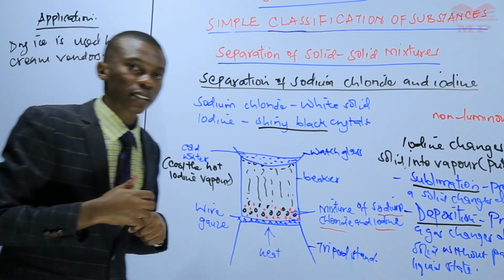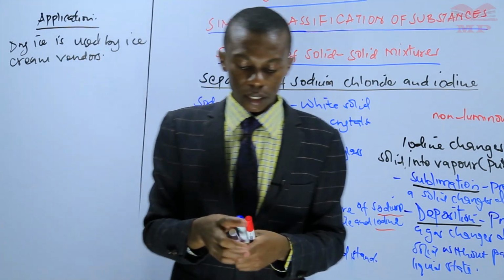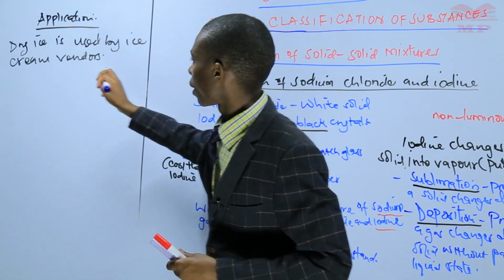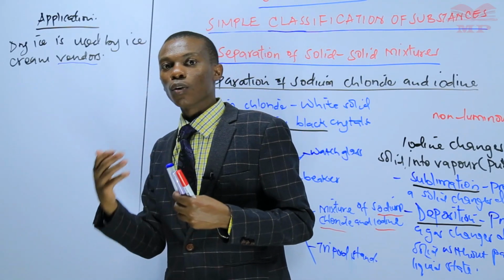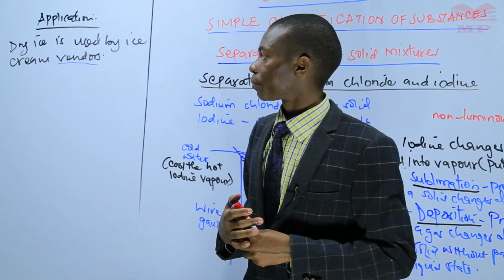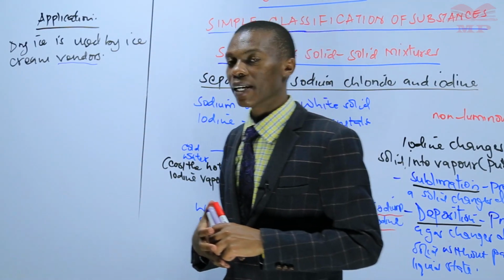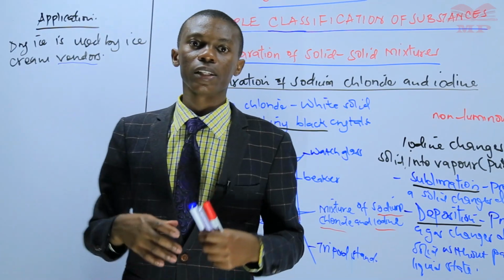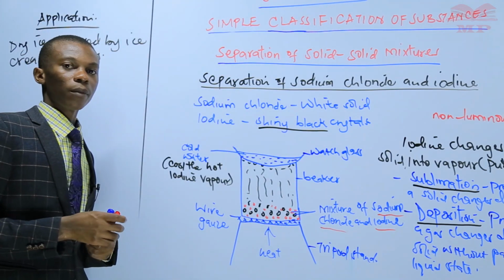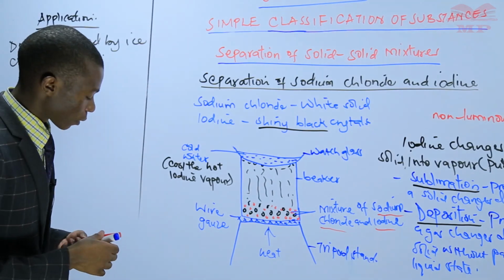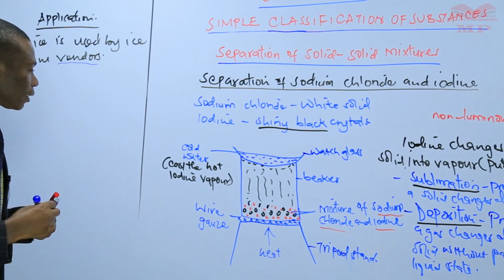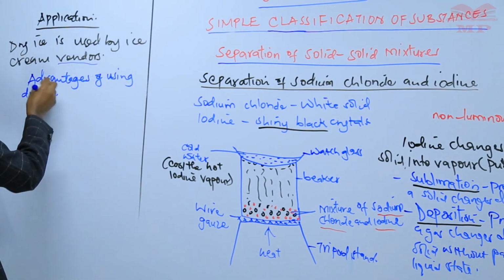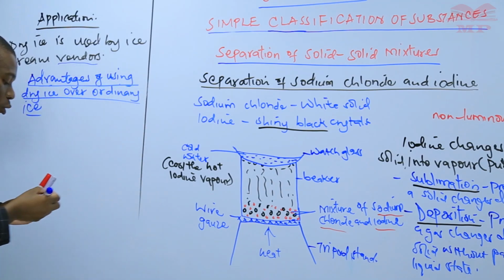I hope you've come across the ice cream vendors. These are just people who are selling ice cream, and therefore they mostly use dry ice for cooling in their ice boxes, so that they can be able to keep the ice cold. And there are two advantages of using dry ice over ordinary ice.